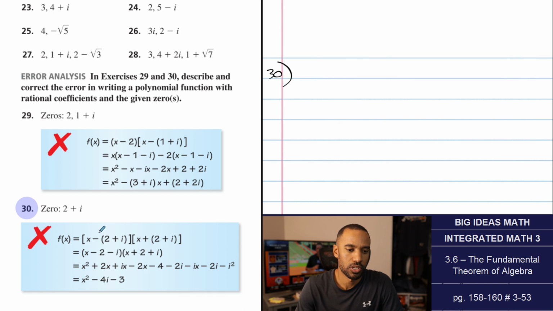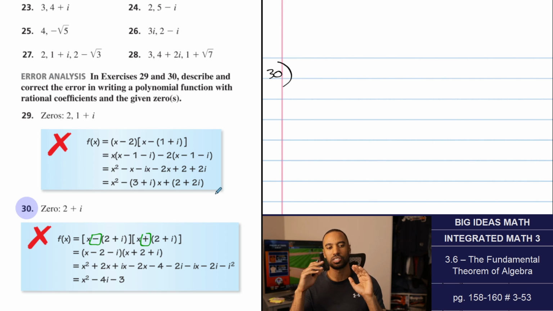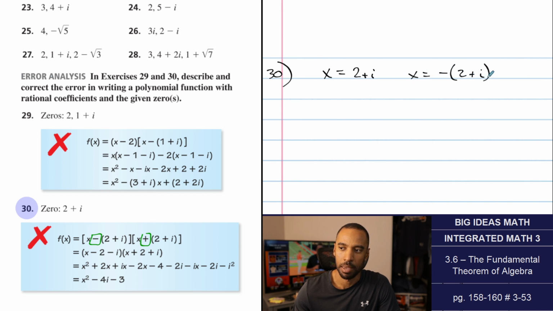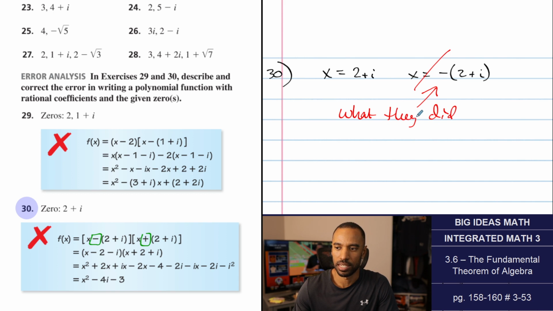The issue was they did this here, x minus and x plus, and kept the same solution. They're not supposed to change the signs inside the factoring. It's not negative 2 minus i, as in the whole thing. So it's not x equals 2 plus i and x equals negative 2 plus i, because that's what would bring about what they had here. This is what they did.